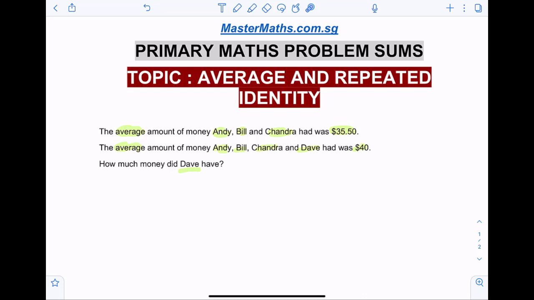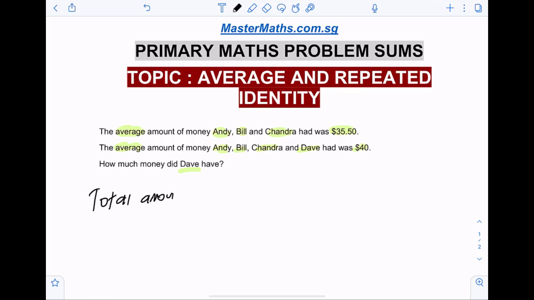Now to do this question, we need to realize that in the two scenarios, there are common people involved: Andy, Bill and Chandra. Okay, so the strategy is this. Find the total amount of money that these three people have. Next, find the total amount of money that A, B, C and D have, and then do a subtraction. Okay, so let's write the steps.